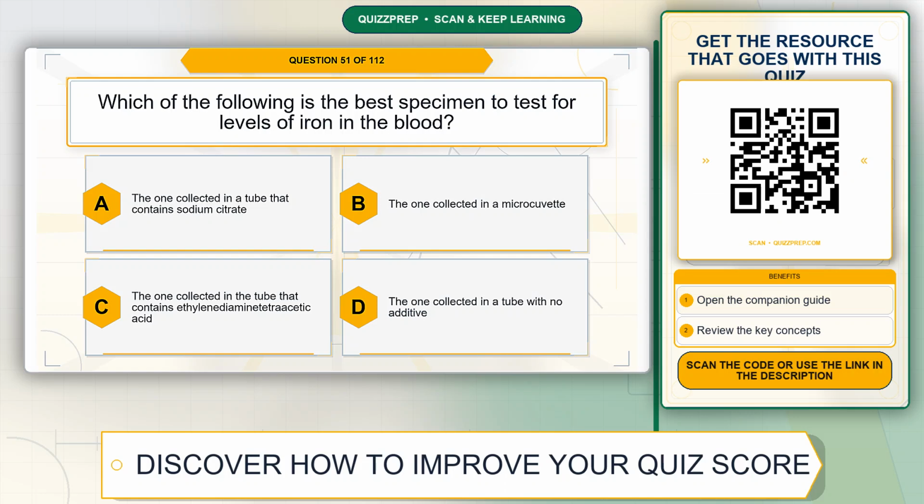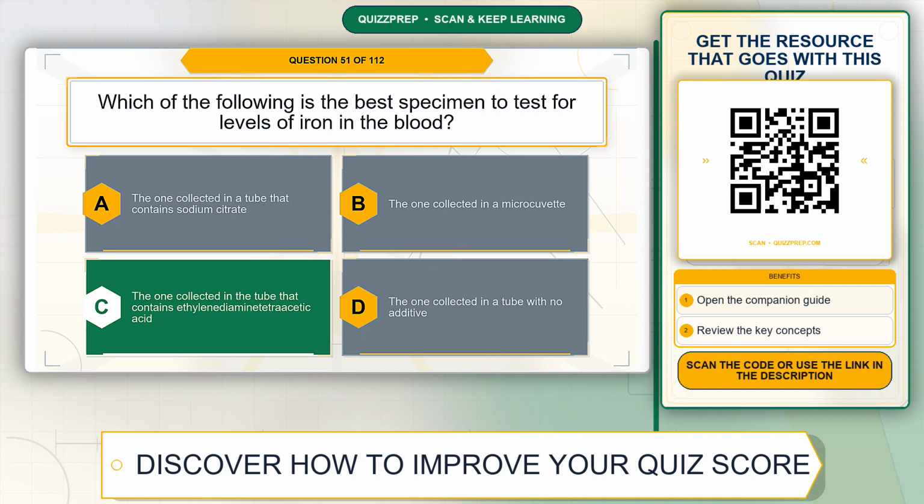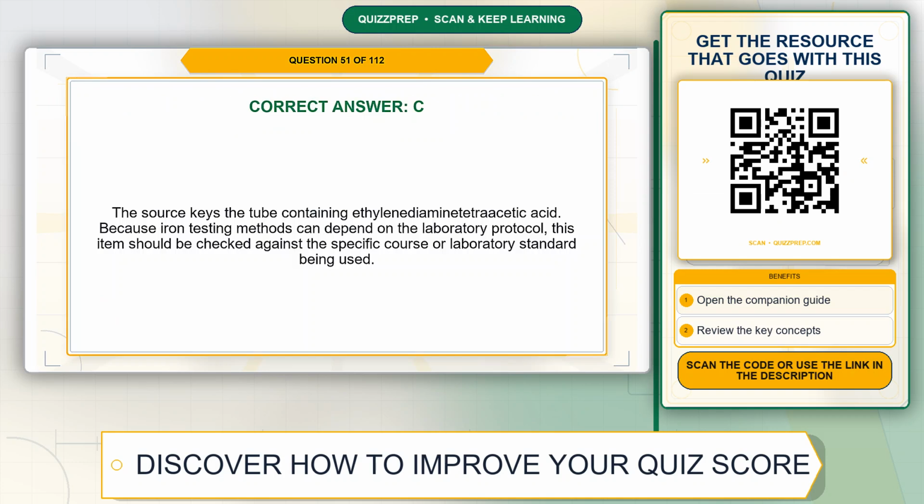Question 51. Which of the following is the best specimen to test for levels of iron in the blood? Option A, the one collected in a tube that contains sodium citrate. Option B, the one collected in a microcuvette. Option C, the one collected in the tube that contains ethylene tetraacetic acid. Option D, the one collected in a tube with no additive. The correct answer is option C, the one collected in the tube that contains ethylene tetraacetic acid. Explanation. The source keys the tube containing ethylene tetraacetic acid.